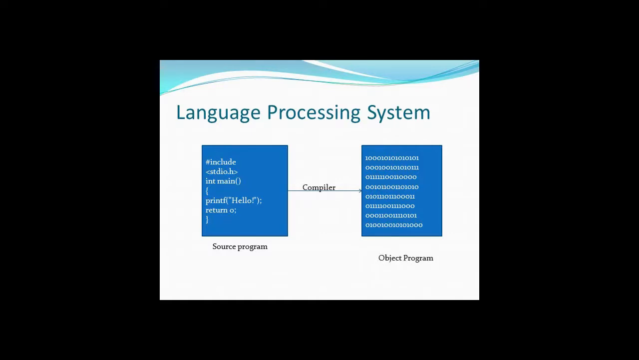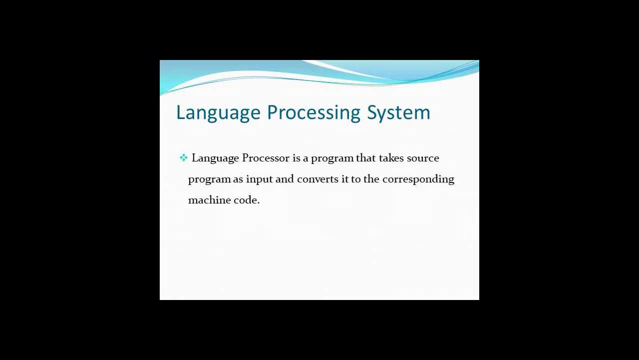The compilers or interpreters cannot do this task alone. Therefore, the programs written in high-level language are fed into a series of tools and operating system components to get the desired code that can be used by the machine. This is known as language processing system. So, a language processor is a program that takes source program as input and converts it to the corresponding machine code.